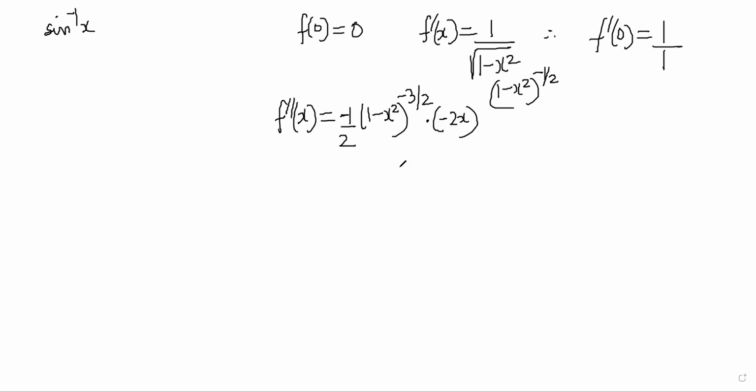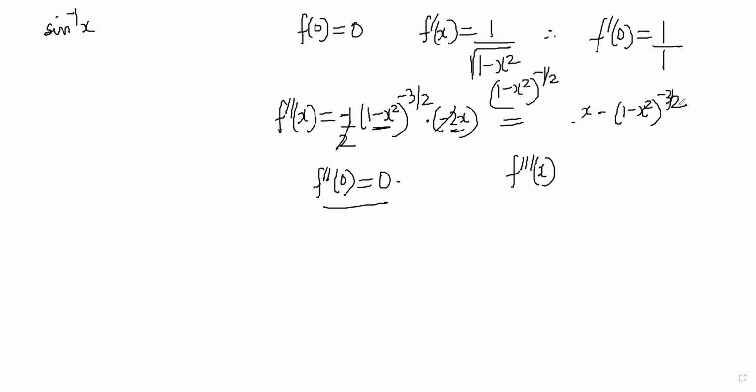by minus 2x, right? This inside part's derivative is this. Now notice that because of this 2x being in the numerator, f''(0) is 0, right? This one will be 0 because of this. Then the triple derivative, this is the last derivative that we'll do. I will just simplify this expression a little. Minus half into minus 2 is plus 1, right? So this is simply x into (1 minus x squared) to the power minus 3 by 2, right?